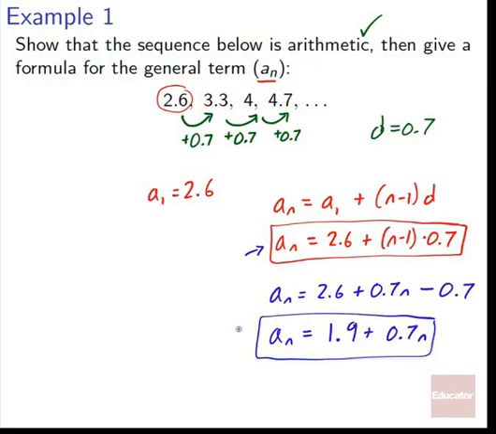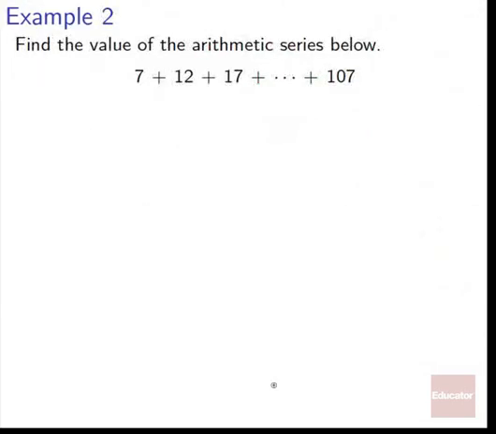Either of these two ways is perfectly valid. Either one of these two things is a formula for the general term. Sometimes it'll be more useful to write it one way. Sometimes it'll be more useful to write it the other way. So don't be freaked out if you see one written in a different way than the other one. They're both totally acceptable. Second example, find the value of the arithmetic series below.